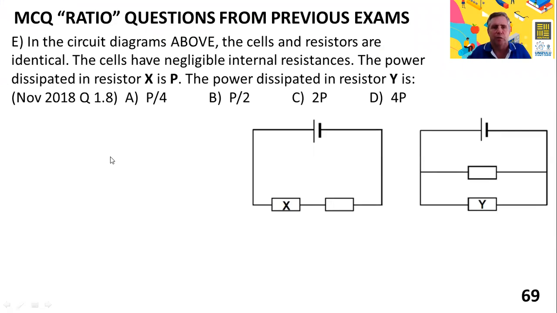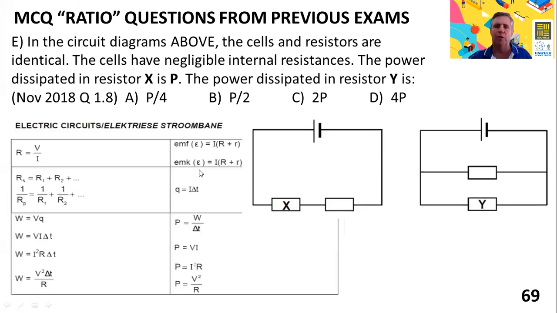Another one on circuits, number E at the bottom of page 69. This comes from November 2018. You've got two circuits. You've got resistor X, which is one of two in series, and resistor Y, which is one of two in parallel. Now, all the cells and resistors are identical, but the circuits are not. They say the power dissipated in X is P. What is the power dissipated in Y? Once again, we need to look at our equations, and we need to remember that the series circuit is a voltage divider.